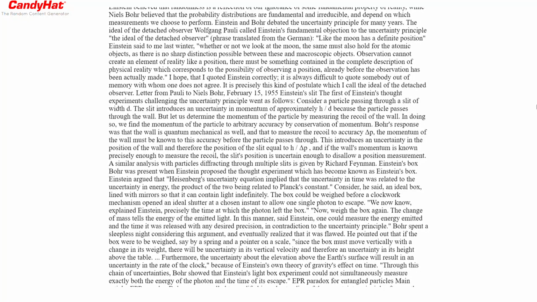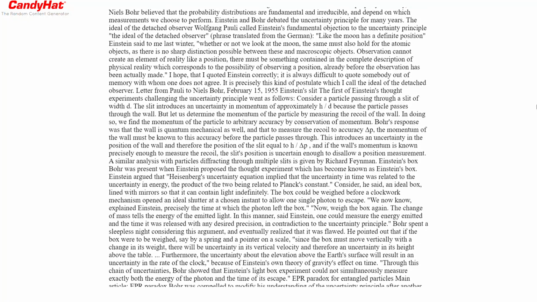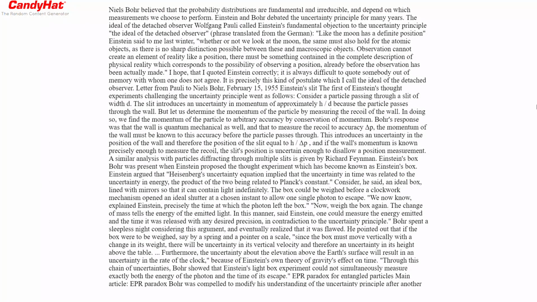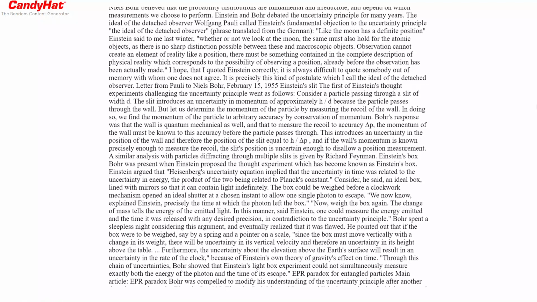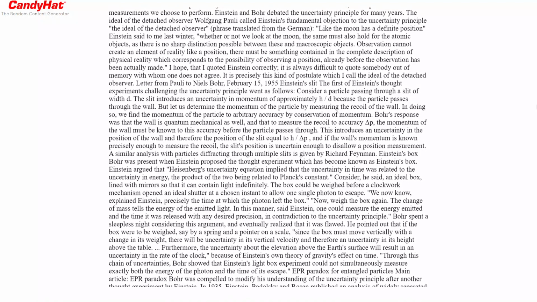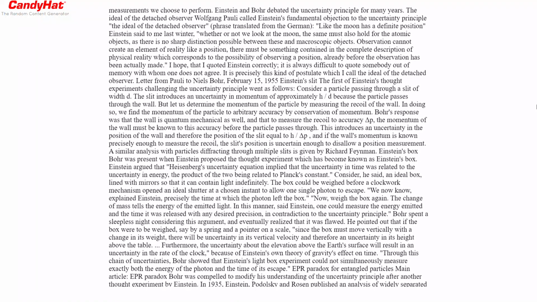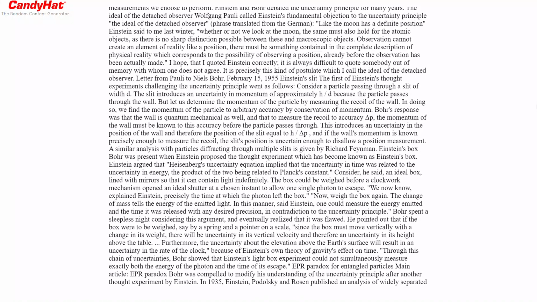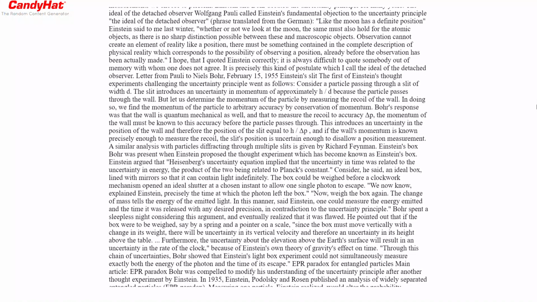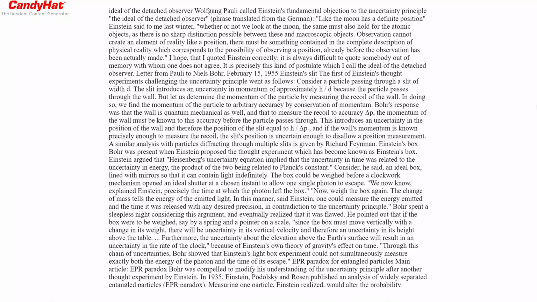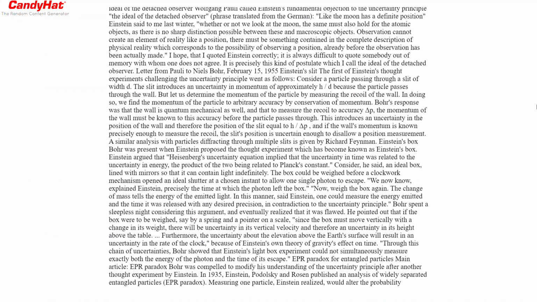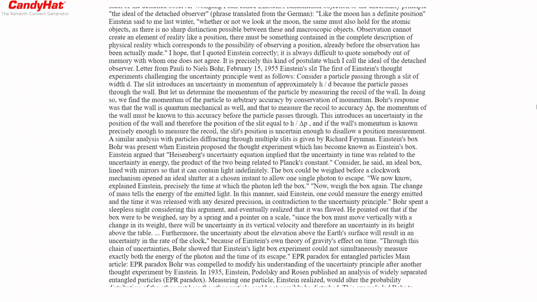Now, weigh the box again. The change of mass tells the energy of the emitted light. In this manner, said Einstein, one could measure the energy emitted and the time it was released with any desired precision, in contradiction to the uncertainty principle. Bohr spent a sleepless night considering this argument and eventually realized that it was flawed.